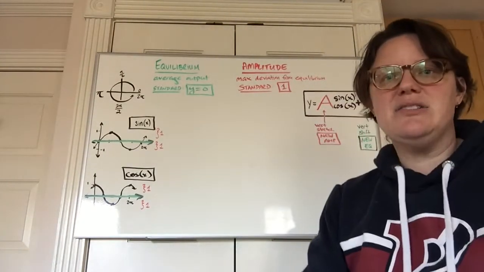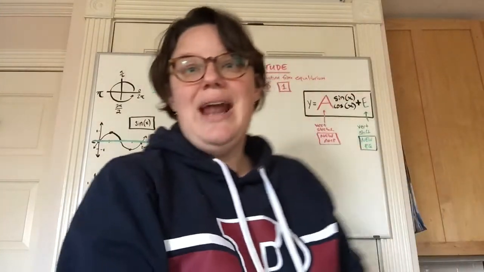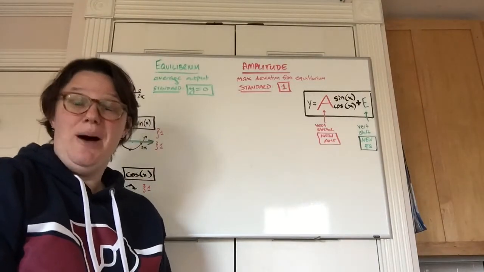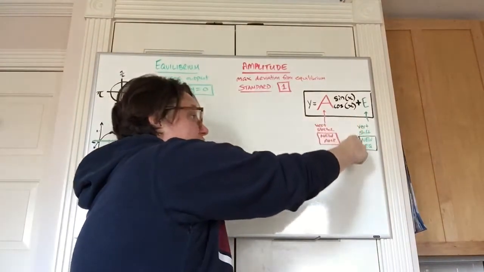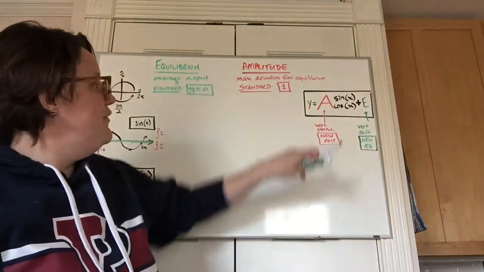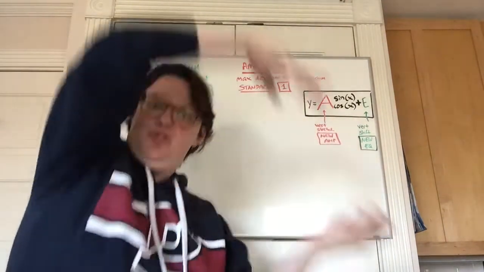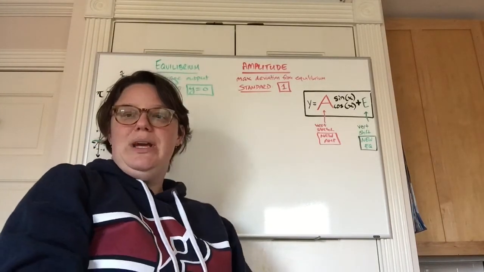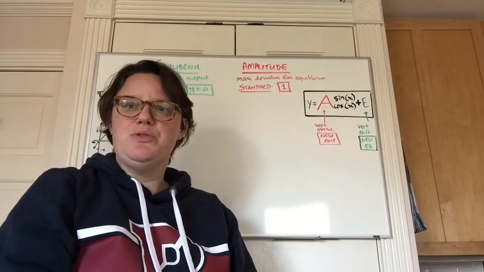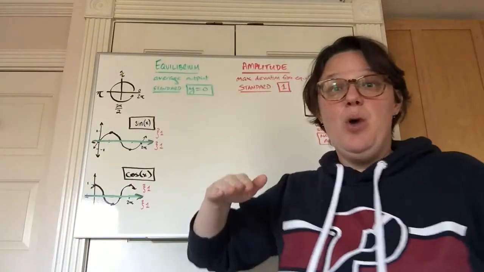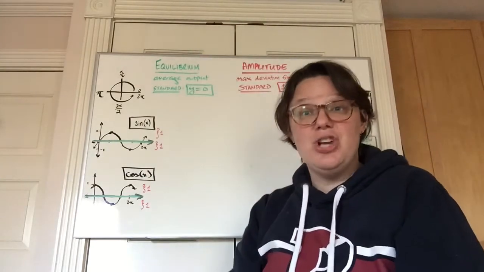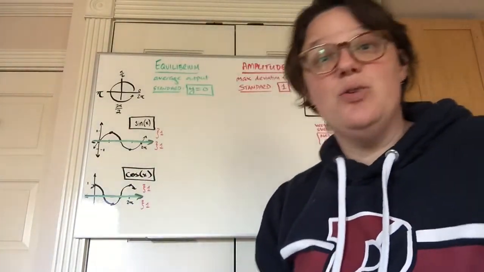But last class we talked about ways to change that. If you shift your whole graph up vertically, that lifts up your equilibrium. A vertical shift creates a new equilibrium. And if you stretch your graph out vertically, that gives you a new amplitude. So today we're going to do some practice problems with sines and cosines that I've shifted up or down, changing the equilibrium, or stretched out, changing the amplitude.